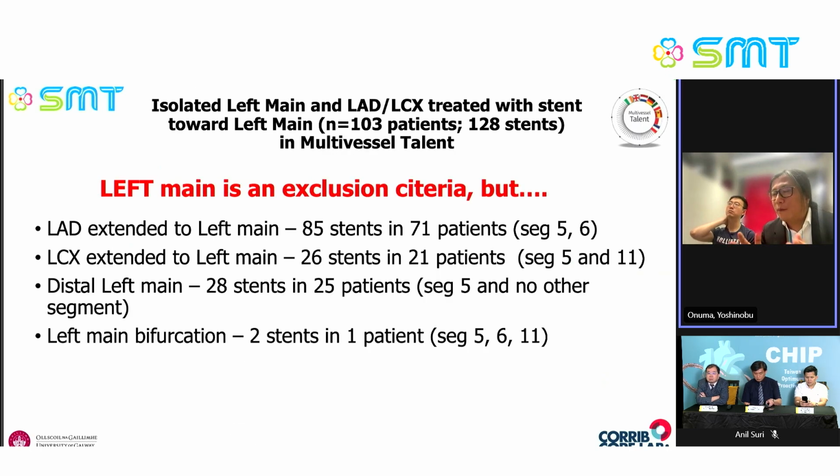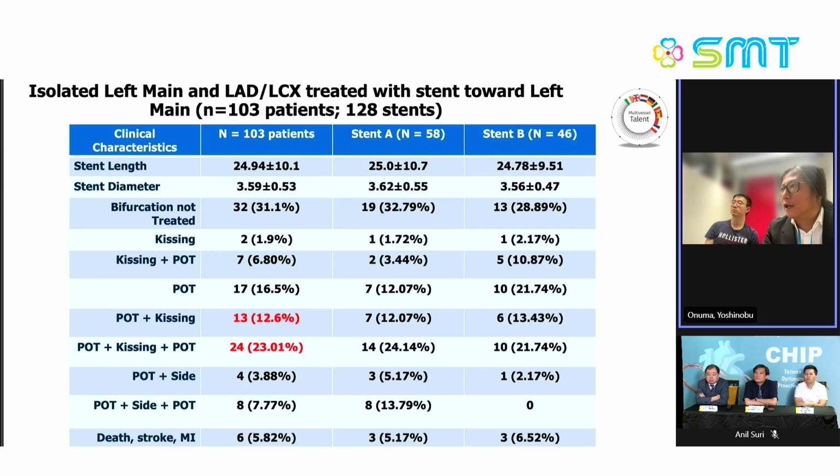Left main is actually an exclusion criterion, but in some cases, if the stenosis is in the proximal LAD and the stent ends up in the left main, it is allowed in the protocol. So we have 103 patients who received a stent in the left main. LAD extending to the left main was 85 stents. Circumflex to the left main was 26 patients, and there was some deviation from protocol, a left main bifurcation stenting patient, but it was probably just one case.